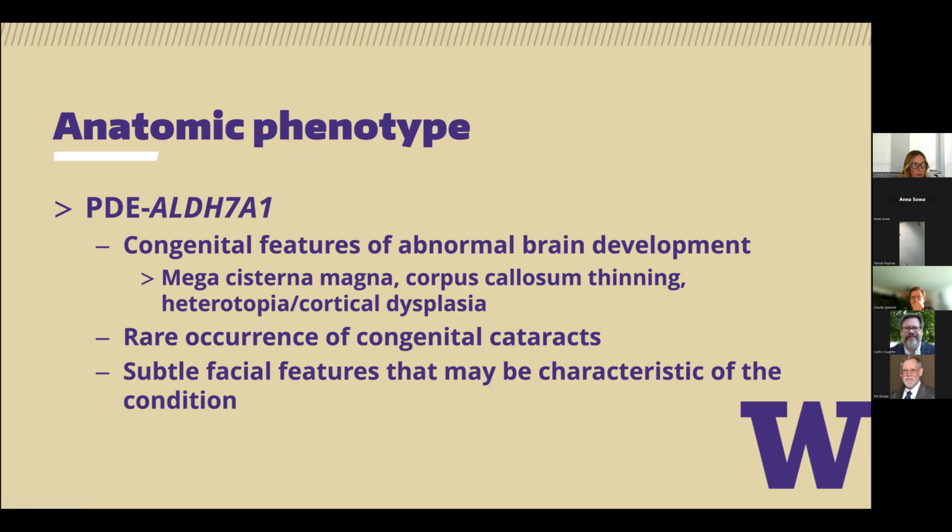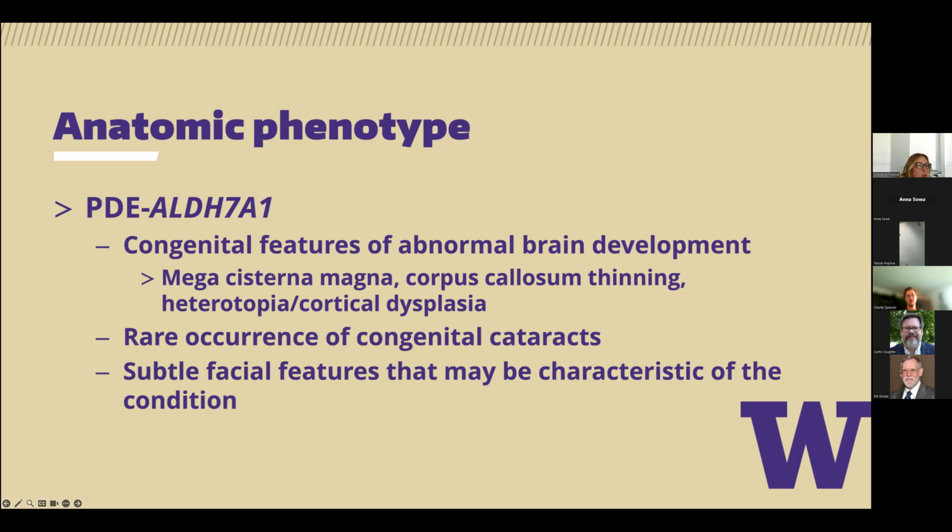Now, besides these acquired explanations, these acquired features that can develop in the brains of these patients, as I mentioned, there are some congenital abnormalities of brain development, which are also, I don't want to necessarily say characteristic per se, but common in patients with PDE due to ALDH7A1 deficiency. One of these is what's called a megacisterna magna, and I'll show you an MRI of that in just a second.